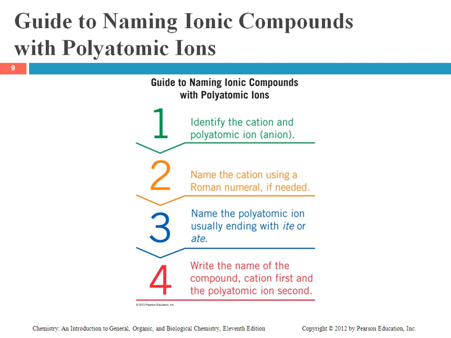First, you're going to identify the cation and the polyatomic ion. Your cation is going to be your metal, and your anion is your polyatomic ion. Then you're going to name the cation using a Roman numeral only if you need it, only if you have a metal that's not representative. Then you're going to name the polyatomic ion, ending with -ite or -ate, whatever it shows up as in the polyatomic ion chart. Then you write the name, cation first, and the polyatomic ion second.